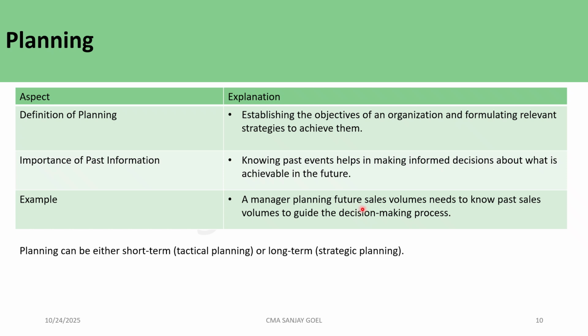Example: a manager planning future sales volume needs to know past sales volume to guide the decision making process. If a manager knows how much sales we have done in the past two or three years, we can decide how much volume we will sell in the future. So that's called planning. There are three parts of planning: short-term planning, long-term planning, strategic planning, and operational planning.